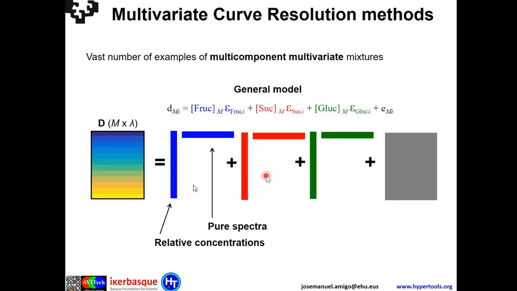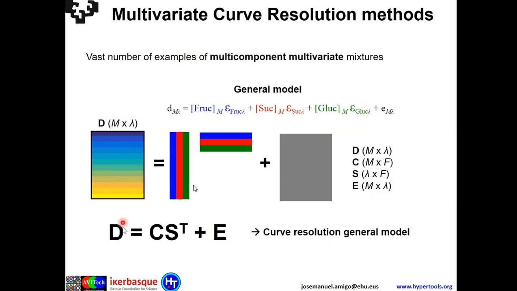If we extrapolate this equation to all the points in this matrix, we arrive at our general MCR model, which says that the signal can be decomposed, in this case with three components because it's the case of the sugars, into the pure spectra of one of the sugars times the concentration of that sugar in all the samples, plus the same for the next sugar, plus the same for the next sugar. This is extremely familiar to you: the equation of MCR.